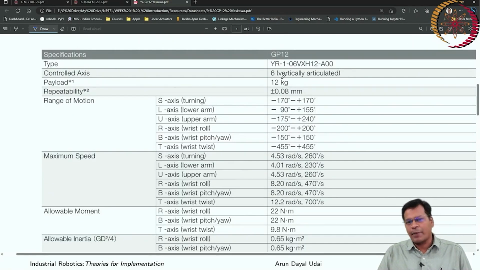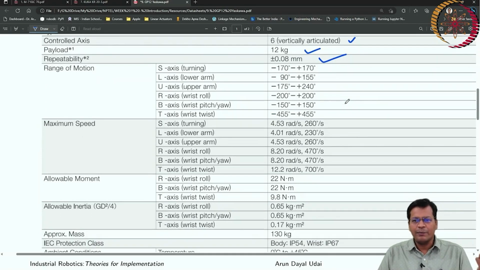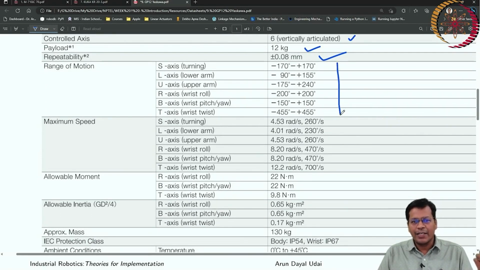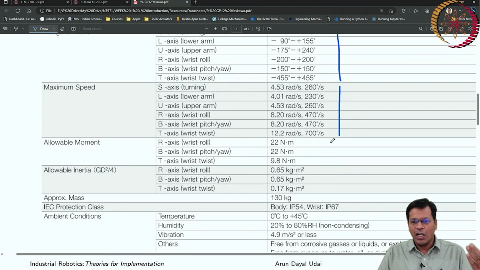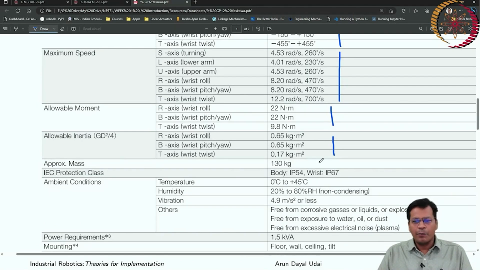These are some of the parameters which I have just discussed. Controlled axes, you see it is here. Payload is given, the maximum load it can carry. Repeatability is given. Plus minus axis angles are given, what are the angles for each joint it can go. Maximum speed of the joint is given here. Allowable moments, and the allowable moment of inertia which it can take up. Total weight of the robot is given. Weight, no, it says mass.